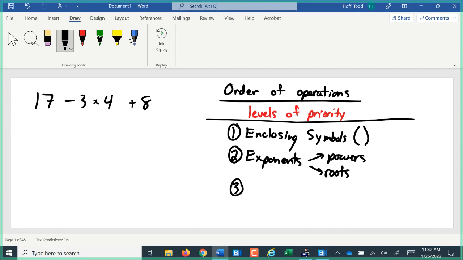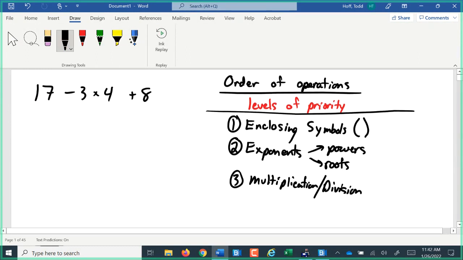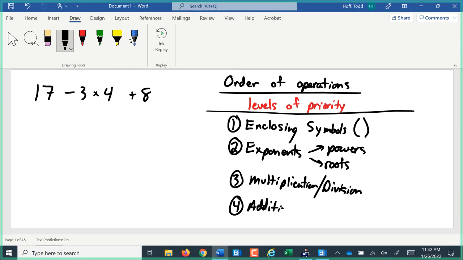We have our third level of priority, multiplication. And of course, anywhere there's multiplication, there's division. Remember we mentioned they're really the same operation, just one's going forward, one's going backward. Then our lowest priority is addition and subtraction. So addition and subtraction only get done if there is nothing else that's higher priority to do.